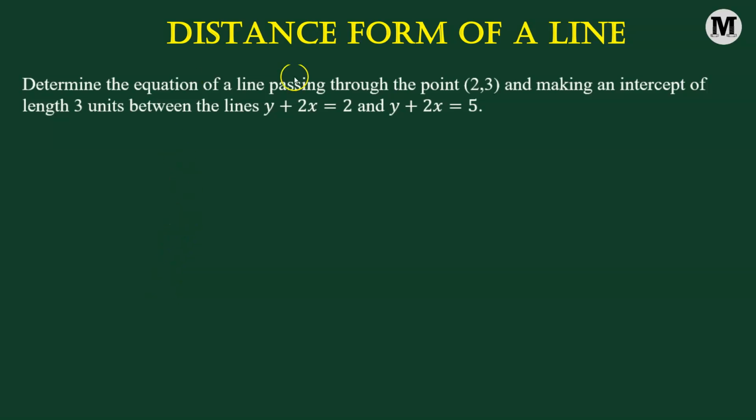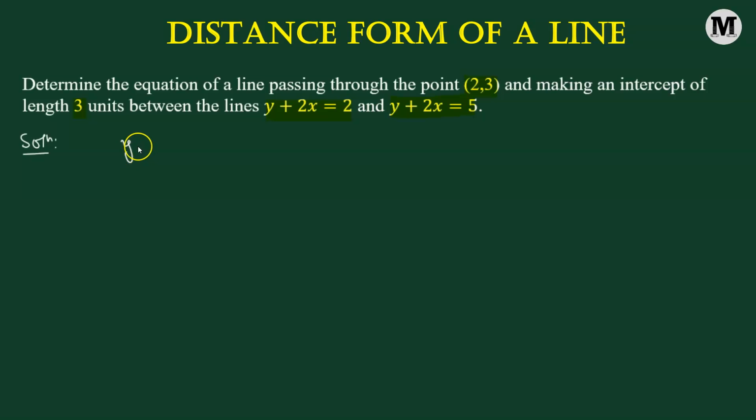Determine the equation of a line passing through the point (2, 3) and it makes an intercept of length 3 units between the lines y + 2x = 2 and y + 2x = 5. Okay, let us begin. First, we'll try to understand the problem graphically.